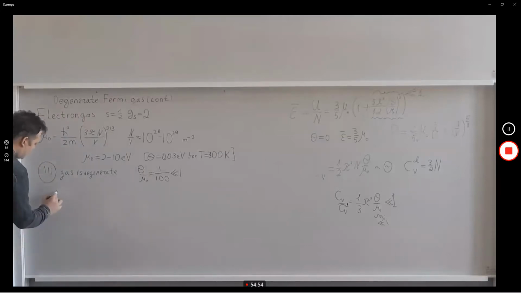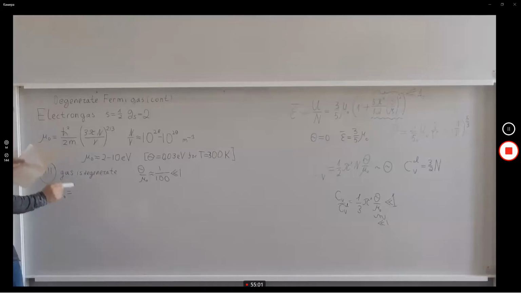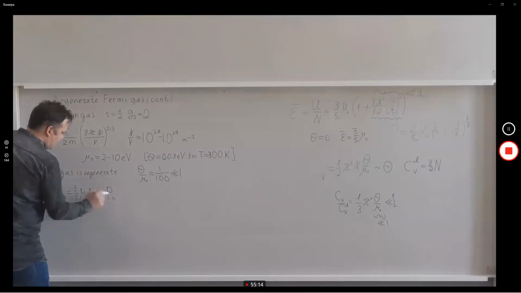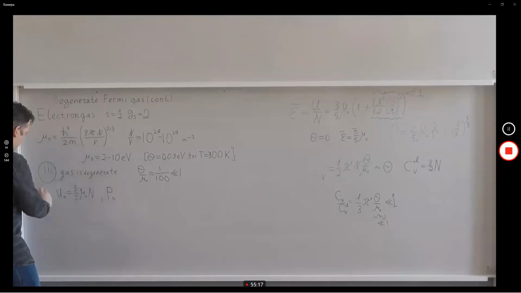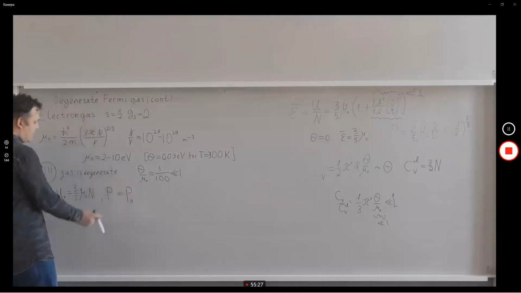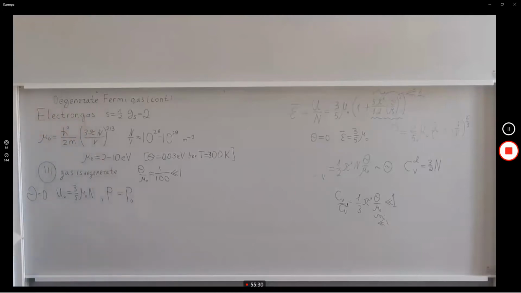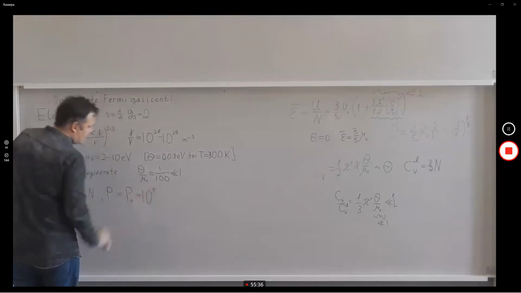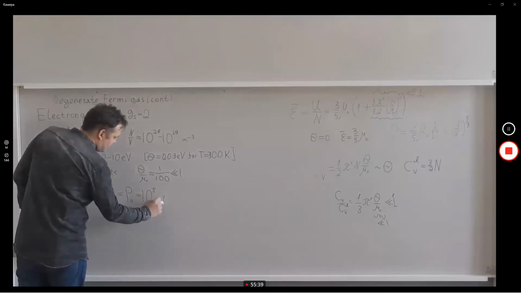And for zero temperature, we have internal energy 3/5 mu sub-0 N. You can compute this value if you want. And for the pressure at zero temperature, P equals P sub-0. As we know, the pressure of the gas has a weak dependence on temperature. It's like 10 to the 5th atmospheres.